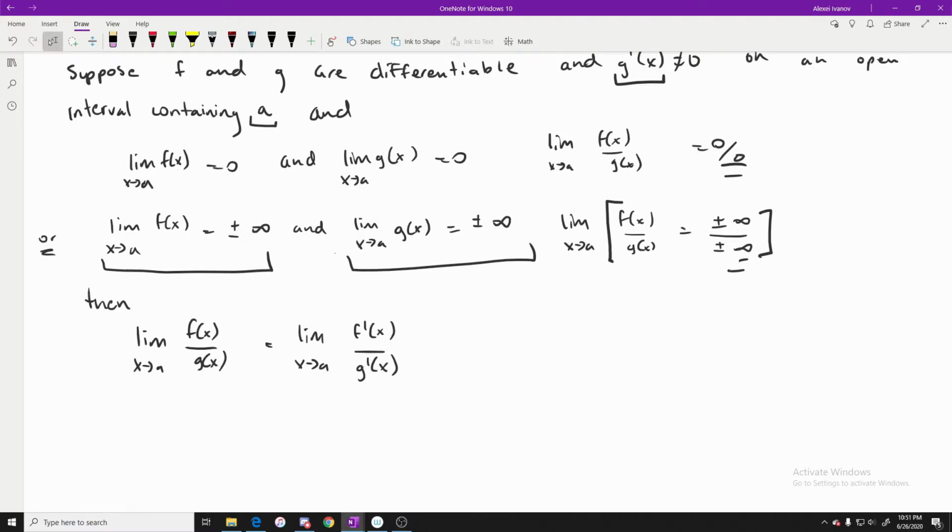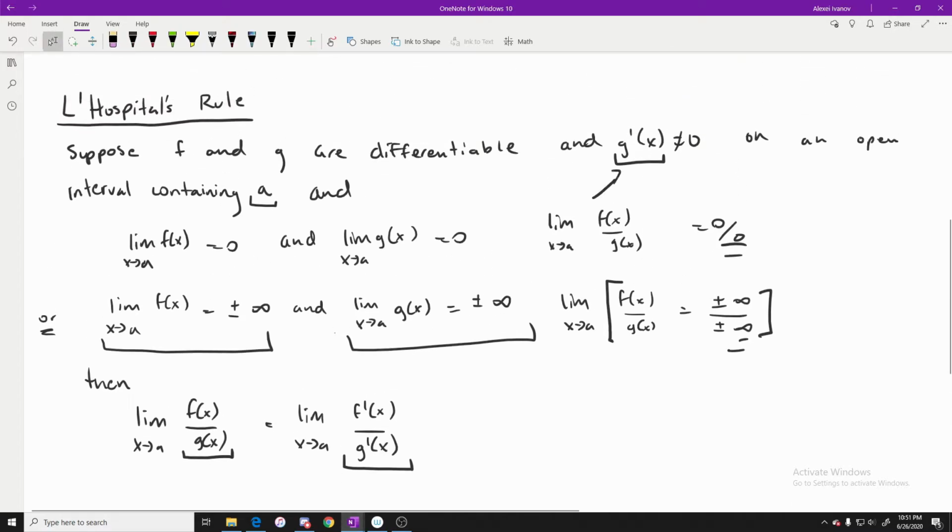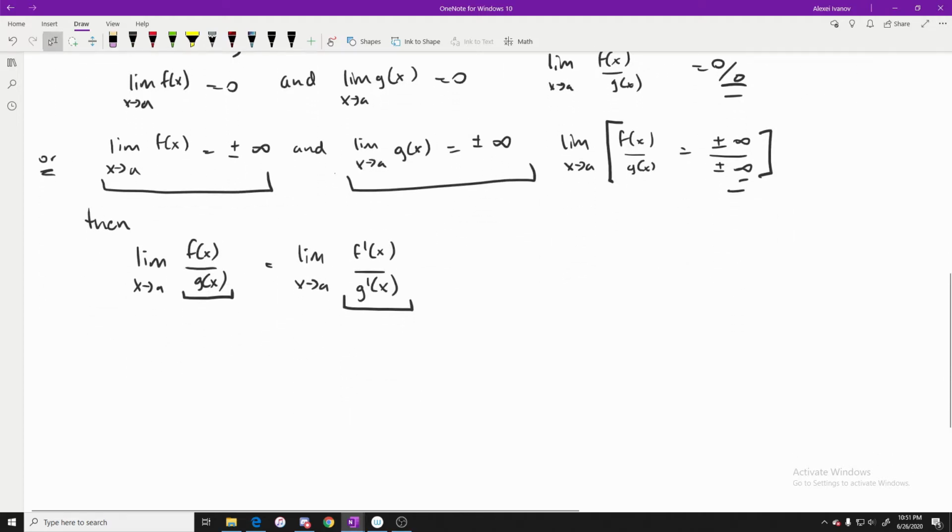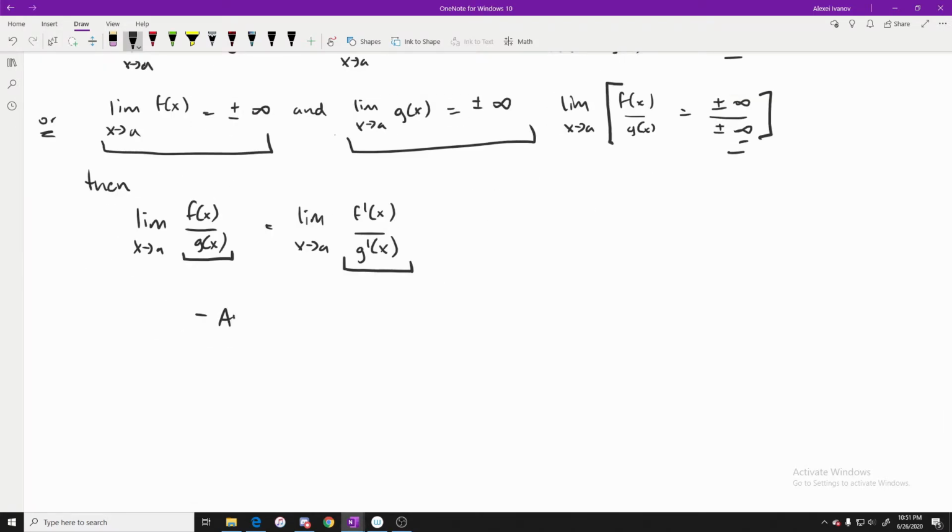So instead of just taking the limit of f of x over g of x, what we can do is take the derivative of f of x and then divide that by the derivative of g of x, essentially differentiating both the numerator and denominator. And now you can see why this condition was important, that g prime of x was not equal to 0, because otherwise we would get a division by 0 error right here, and we don't want that. And it's important to note that L'Hopital's Rule also works for one-sided limits and limits at infinity.